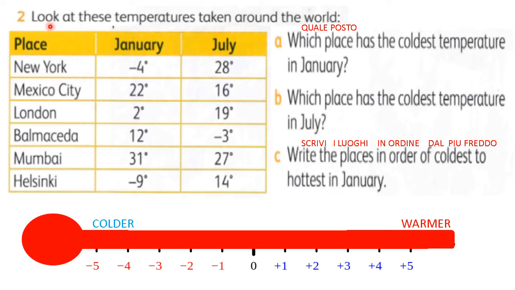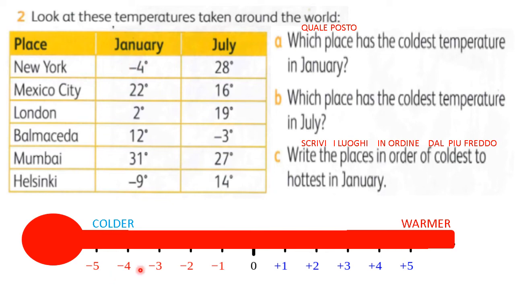Exercise 2. Look at the temperatures taken around the world. Which place has the coldest temperature in January? Here we have the column showing the temperatures in January. There are only 2 negative numbers, which are the colder numbers. Remember, on the thermometer, as we go to the positive numbers, it gets warmer, the negative numbers get colder. So Helsinki -9, New York -4.